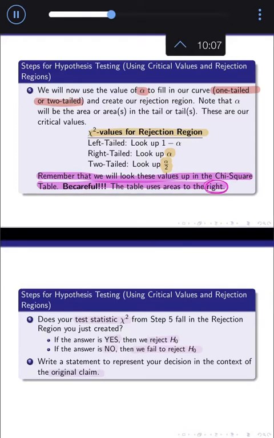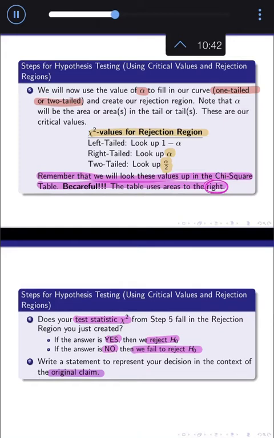in mind. Then, once we have our rejection region, we want to see, well, does my test statistic, the one I used my formula on, fall in the rejection region? If it does, then we're going to reject H0. If not, then we fail to reject H0. Once you've decided that, then you need to figure out what that means about your original claim. Is there sufficient evidence or insufficient evidence to either reject or accept your original claim?